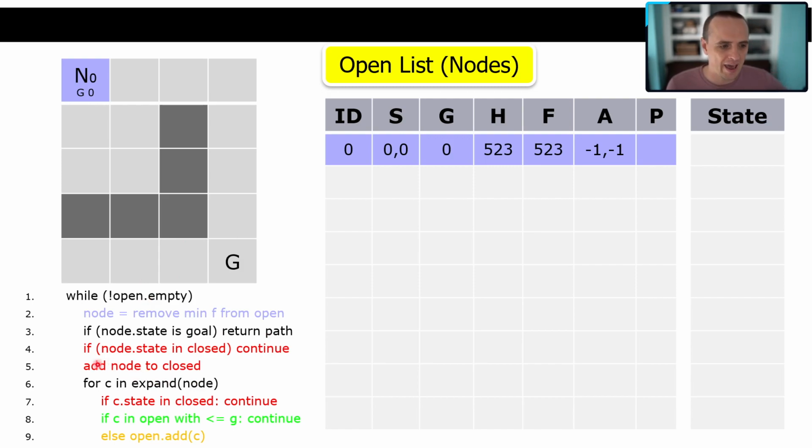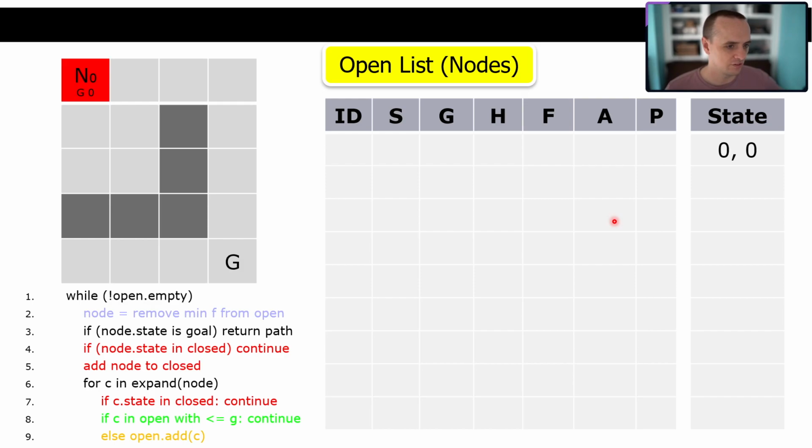Now we're going to add the state to the closed list. So we add the state to the closed list, okay? So node 0, the state of node 0 was 0, 0. So the state is added to the closed list. Now we're going to expand that node represented by N0. So what we do is we're going to start generating children. So we're just going to go around clockwise and generate children.